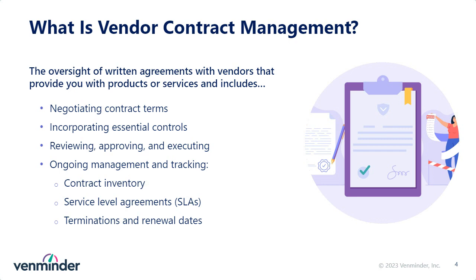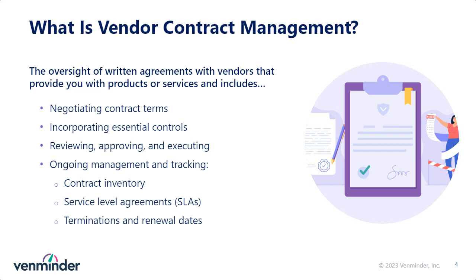And then contract management also includes the ongoing maintenance of that contract along with the maintenance of that vendor relationship. You're doing that to make sure that the vendor is in compliance with the terms of the contract. It also allows you to ensure that critical dates and other critical requirements, such as SLAs, are managed.